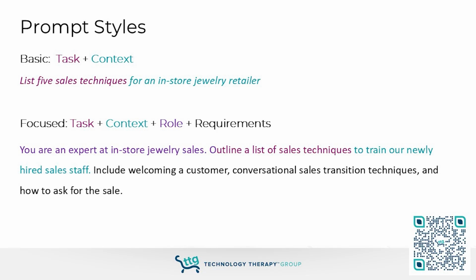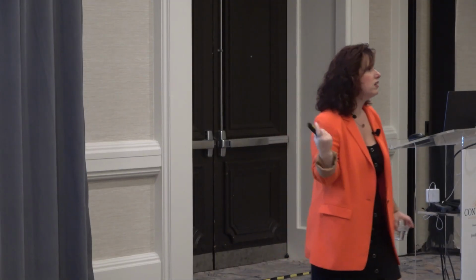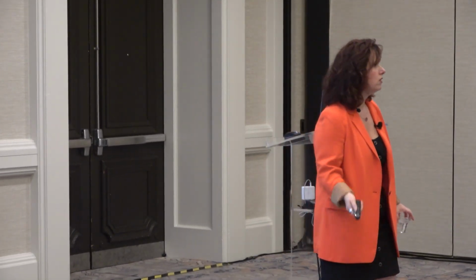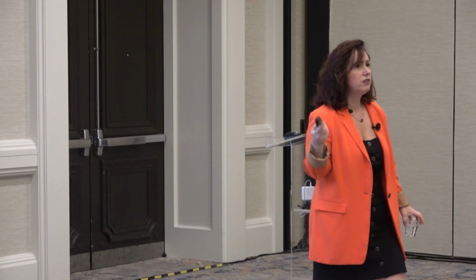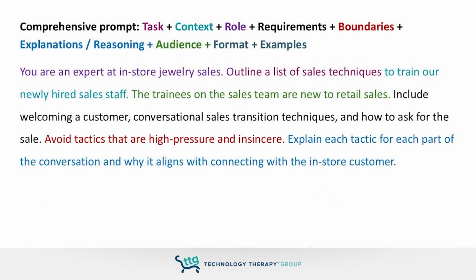So context, and I told them a little bit about the audience. I'm going to get into that one next. And then now here, include welcoming a customer, conversational sales transition techniques, and how to ask for the sale. Is this something that you all teach your retail salespeople? Did I make it up, right? This is good? Okay, so now this is what we call a comprehensive prompt. Task, context, role, requirement, boundaries, explanation and reasoning, audience, and then format and examples if you want, okay?